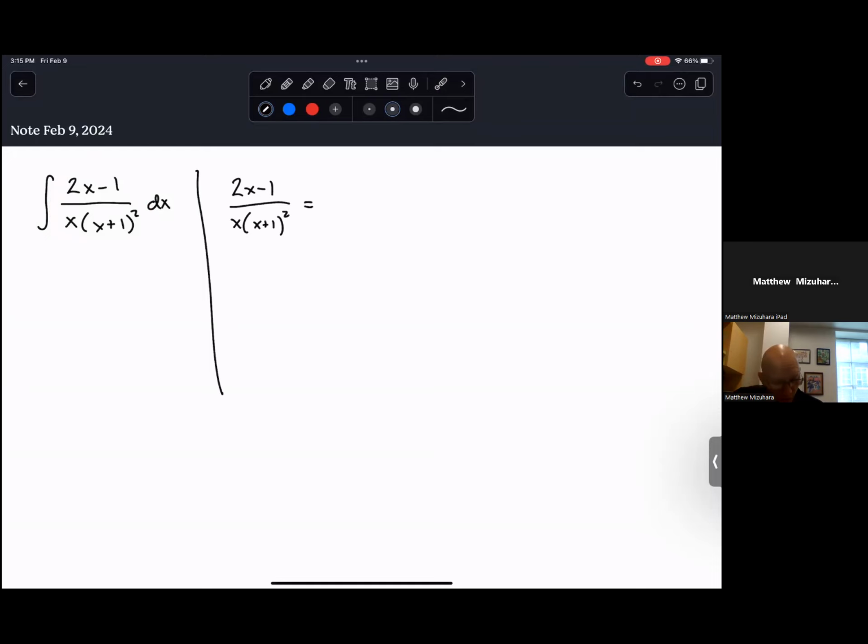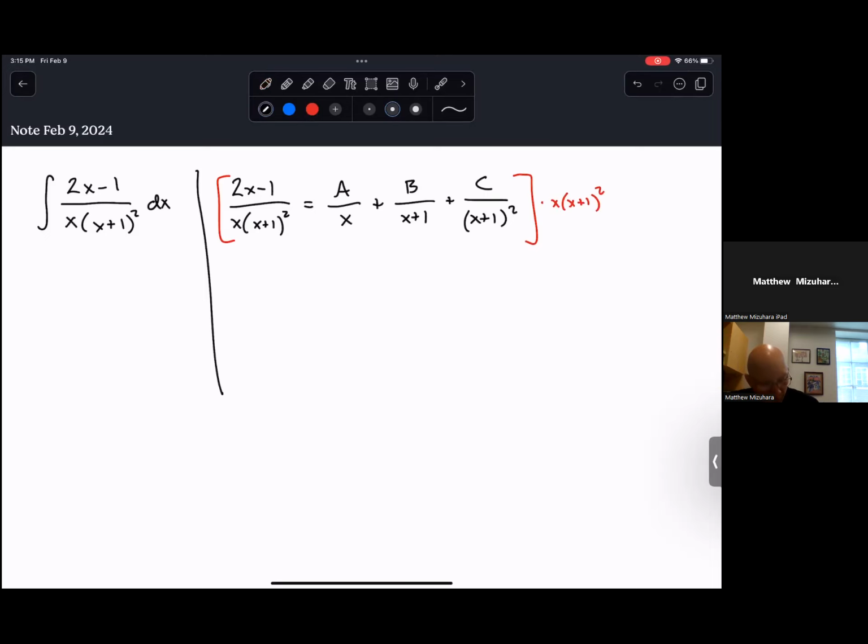Now the start is the same. I mean, the decomposition itself is the same. So it's A over x. And then I have an x plus 1 repeated root, which means I need to do B over x plus 1 and C over x plus 1 quantity squared. Now, to start solving, I should multiply everything by what? x times x plus 1 squared.